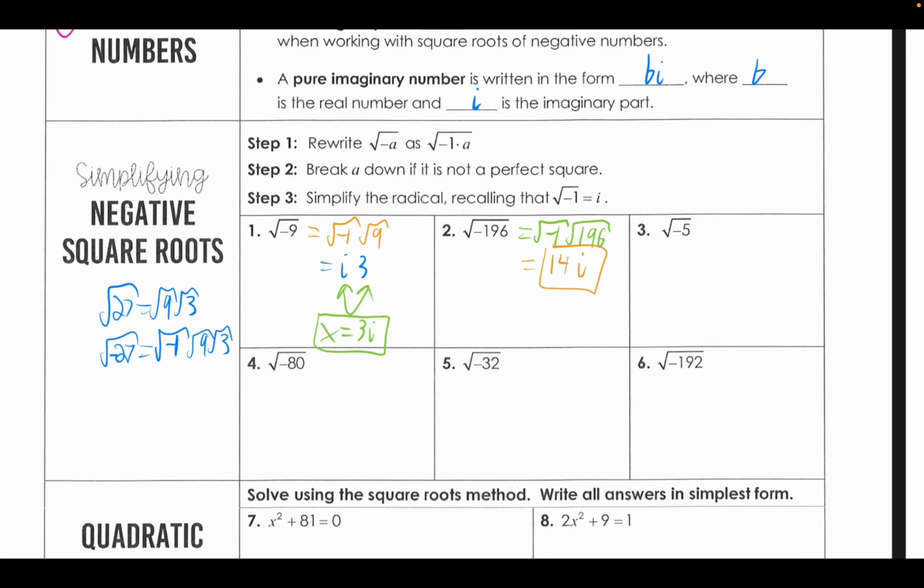So 3 is the square root of negative 5. So we're going to rewrite this as the square root of negative 1 times the square root of 5, which then we can rewrite as I times the square root of 5. And the square root of 5 can't be simplified, so we write this.